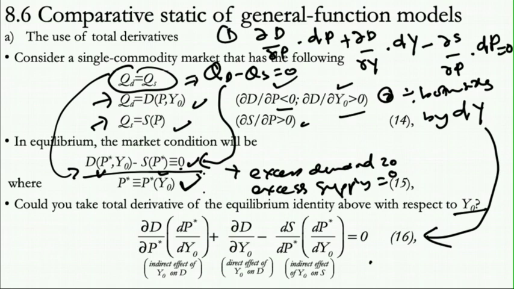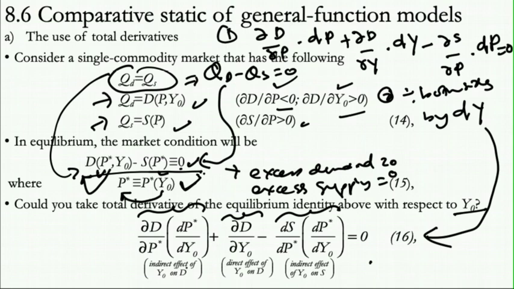Now when you reach 16 here, 16 can be divided into 3 different parts. This is the first part, the second part, and the third part. If you look at the first part here, it's actually the indirect effect of Y on demand. Why? Because Y first affects price, then price later affects demand. So that's why Y can indirectly affect demand through price.